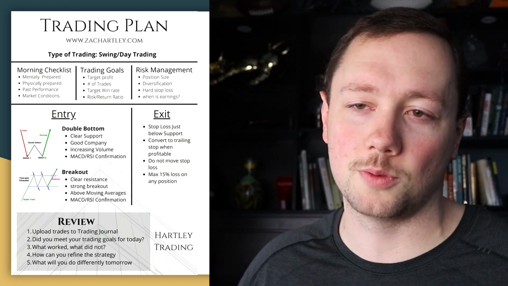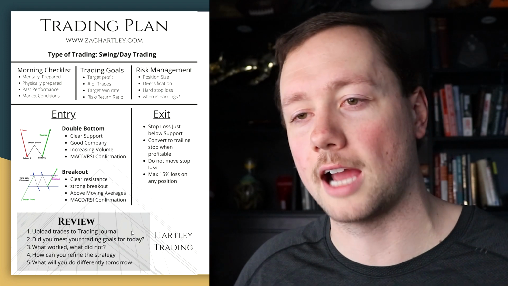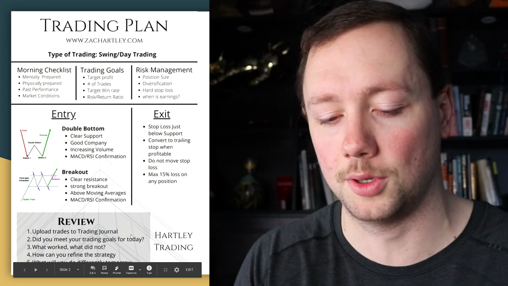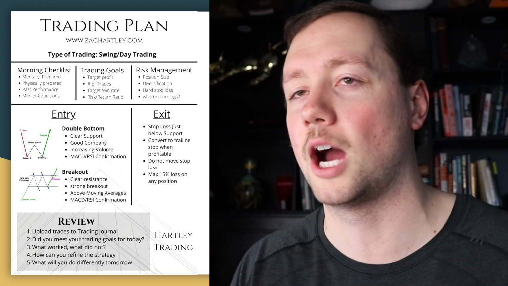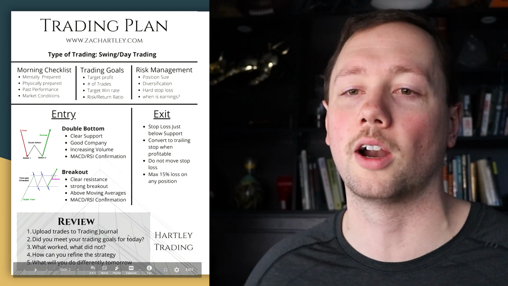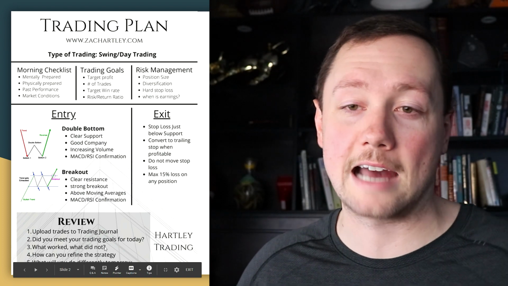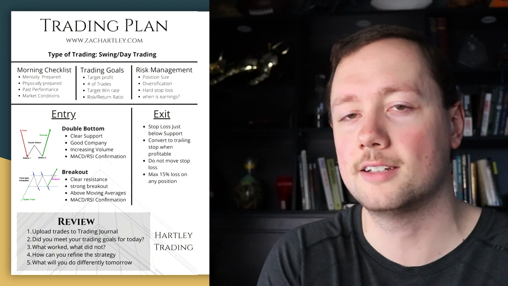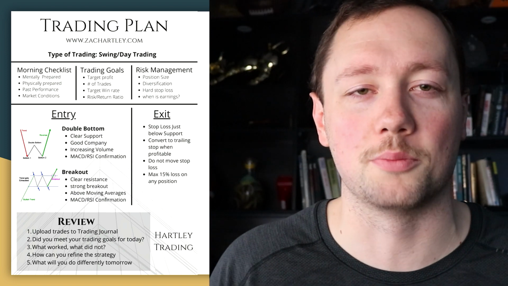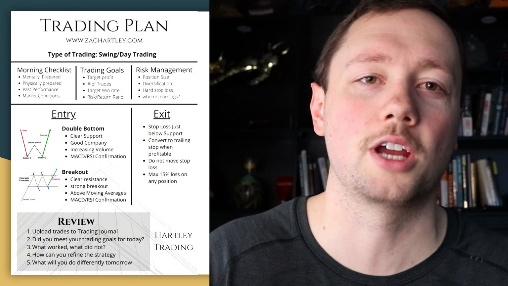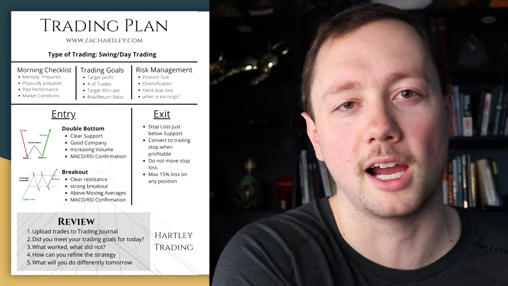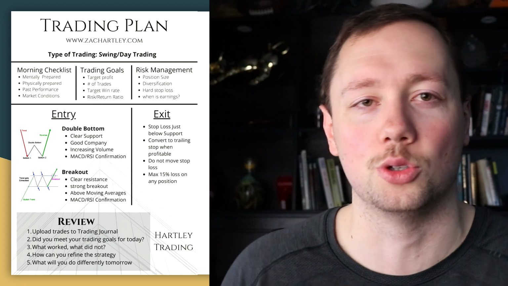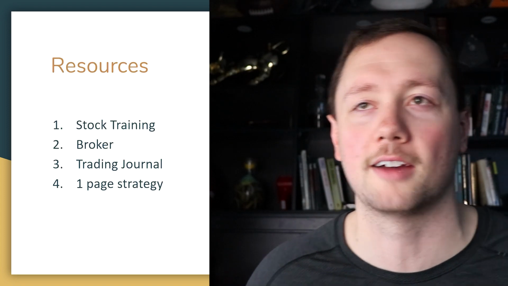Now, when I review, this is what I do. I upload my trades to the journal. I talk to myself and I say, hey, did you meet your goals for the day? When you walked away from that computer, did you hit your target profit? And how were your ratios? Were they in line with what you wanted? What worked? What did not? I ask myself that, and then I ask myself, how can I refine that strategy? And what will I do differently tomorrow? The best way to improve your trading for the future is to look at your trading in the past and identify where you went right, where you went wrong, and how you can correct it and refine your strategy for the future.